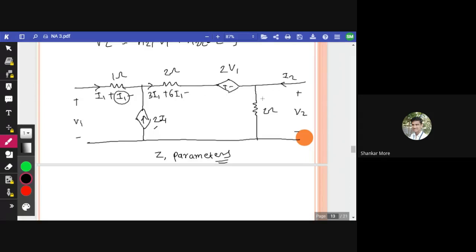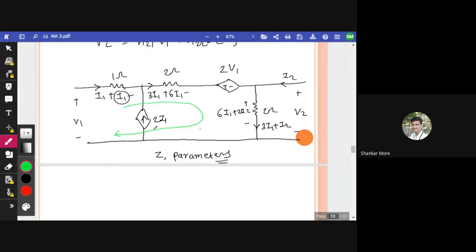Now 3 I1 is coming from here and I2 is coming from here, so the current through this branch will be 3 I1 plus I2, and the voltage across this resistance will be 6 I1 plus 2 I2. This is the voltage. Okay, now ignore this current source and apply the KVL in this loop.